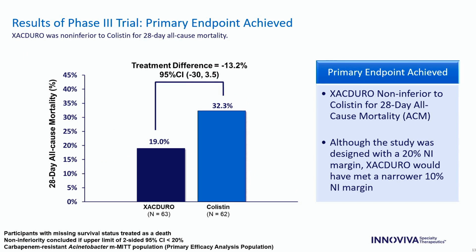Like I mentioned, our primary endpoint was 28-day all-cause mortality. You can see on the left, XACDURO had an all-cause mortality of 19% compared to colistin, which was 32%.